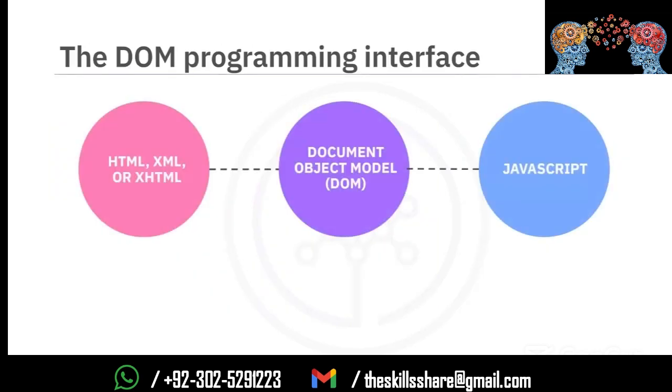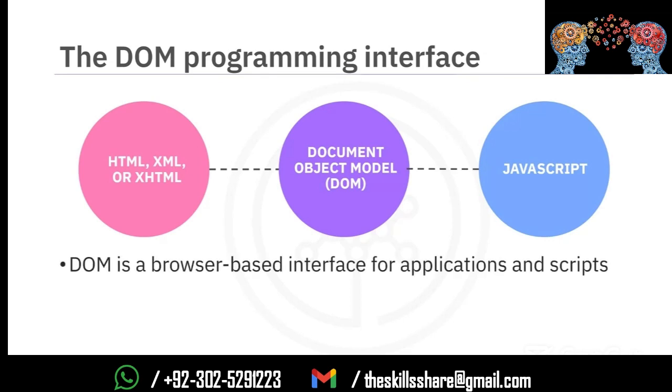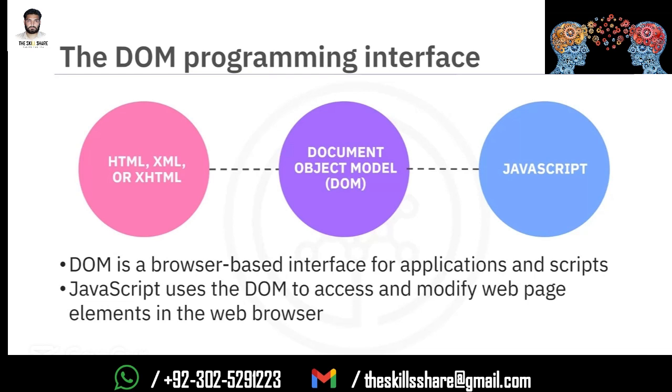The document object model is the programming interface between HTML or XHTML and JavaScript. The Document Object Model, or DOM, is a browser-based interface for applications and scripts to dynamically access and update the content, structure, and style of documents. JavaScript uses the DOM to access and modify web page elements in the web browser.